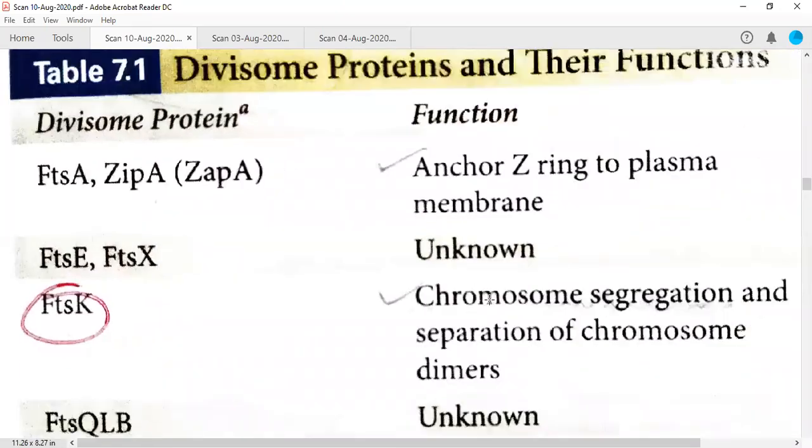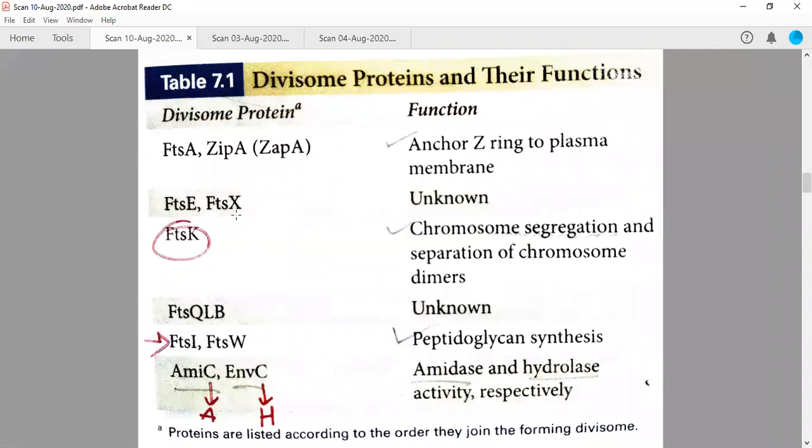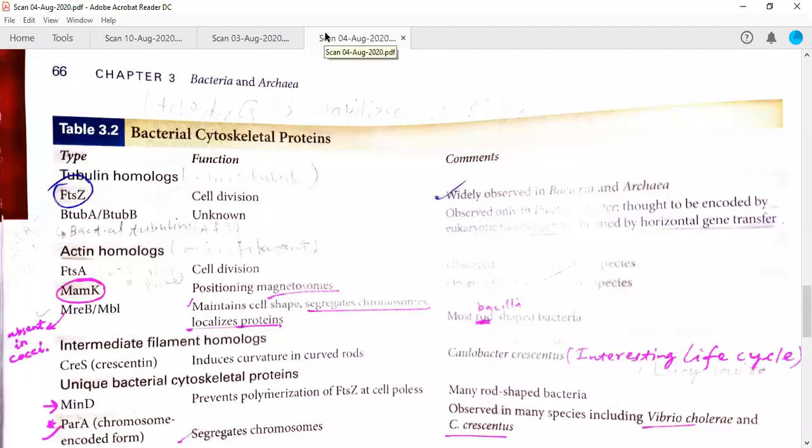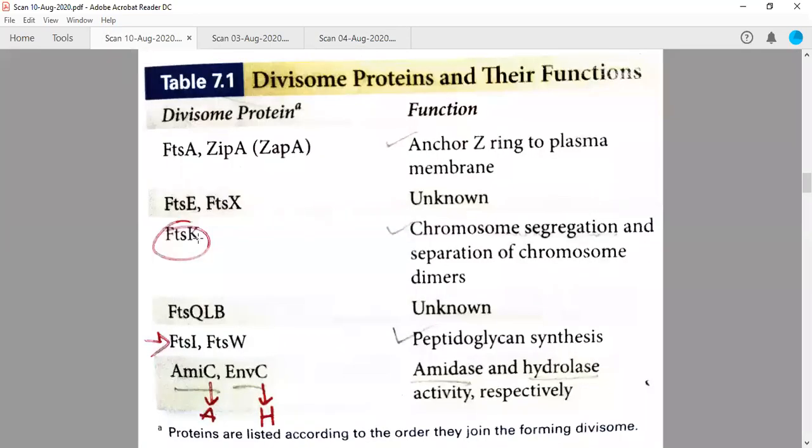All right, we have discussed this. Then there are some other proteins, for example, FtsE and X. We do not know what their functions are, as I already told you, and we are unable to find their functions yet. FtsK is another Fts member. This K is actually for chromosome segregation and separation of chromosome dimers. It is not given in this table actually. Okay, so no worries. You need to remember chromosome segregation is a function of FtsK. So during the separation of chromosome dimers, it is required.